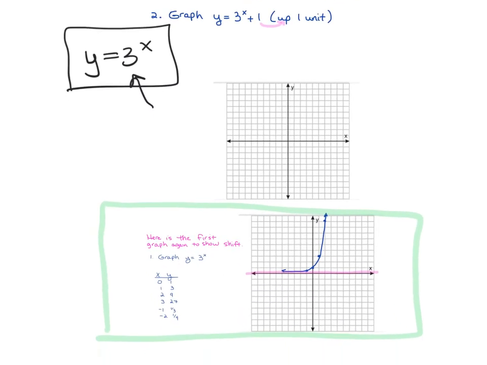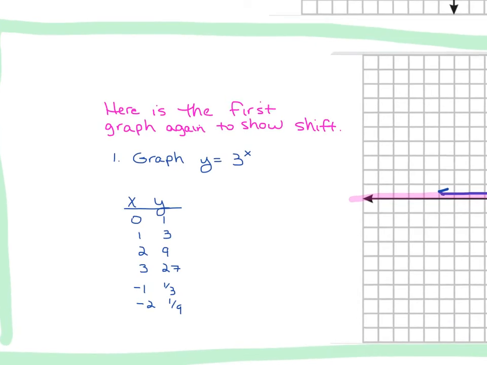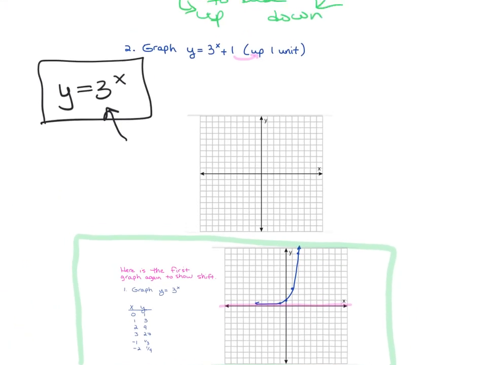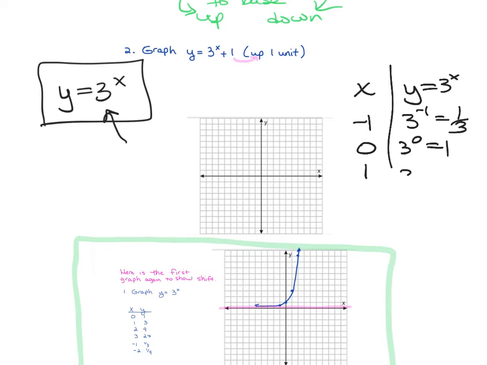So here is the original one that I did in the very first example, and I got these 3 ordered pairs. Let me just show you again. So if I make my table and use -1, 0, and 1, 3 to the -1 is 1/3, 3 to the 0 is 1, and 3 to the first is 3.